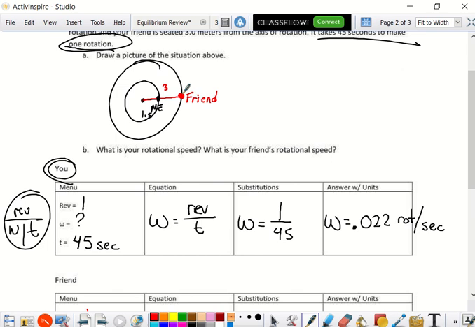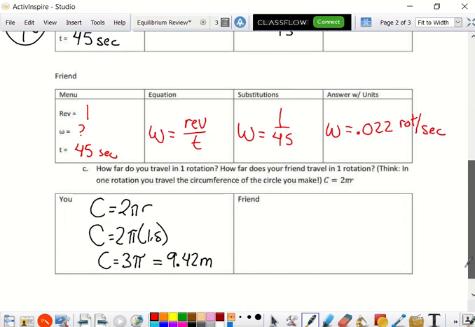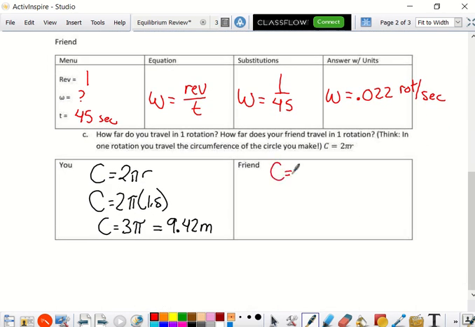My friend, we need to get their circumference as well. How far did they go? Well, they have a radius of 3 meters. So C equals 2 pi times 3 for them. So 6 pi, about 18.8 meters.